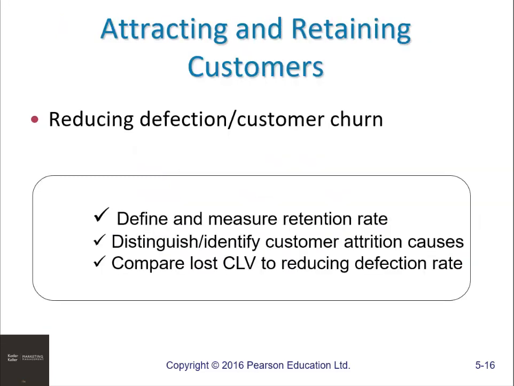It is not enough to attract new customers. The company must also keep them and increase their business. Too many companies suffer from high customer churn or defection. Adding customers here is like adding water to a leaking bucket.